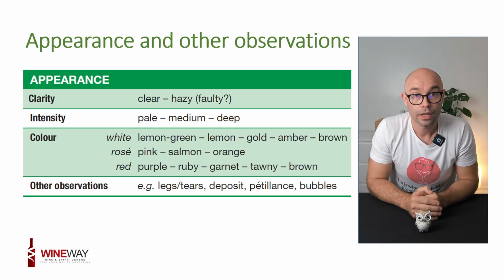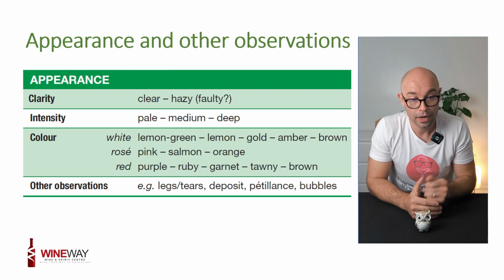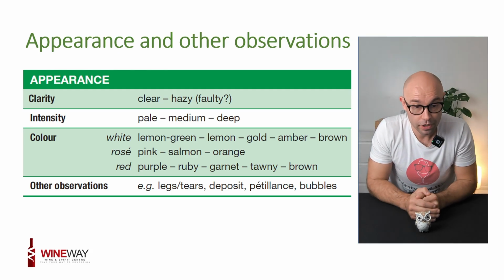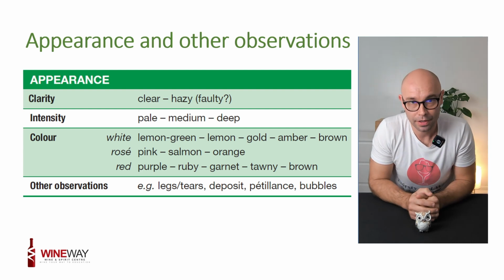Other colors for white wines are lemon, gold, amber, and brown. For rosé wines, it's pink, salmon, and orange. For red wines, it's purple, ruby, garnet, tawny, and brown. So let me explain the colors. Most white wines are going to be lemon in color.